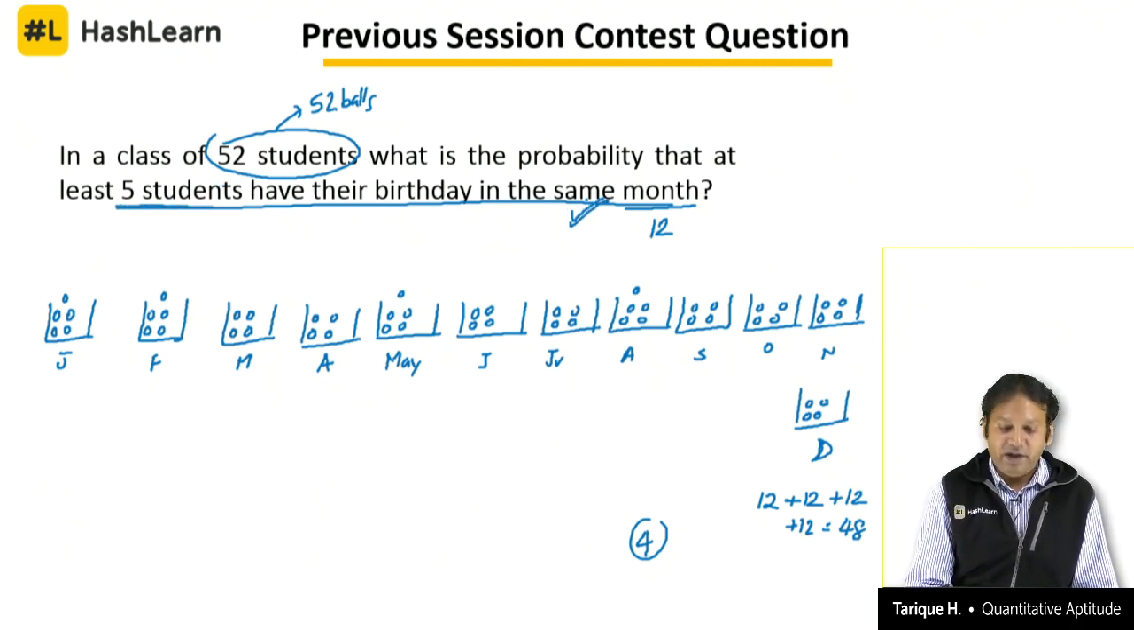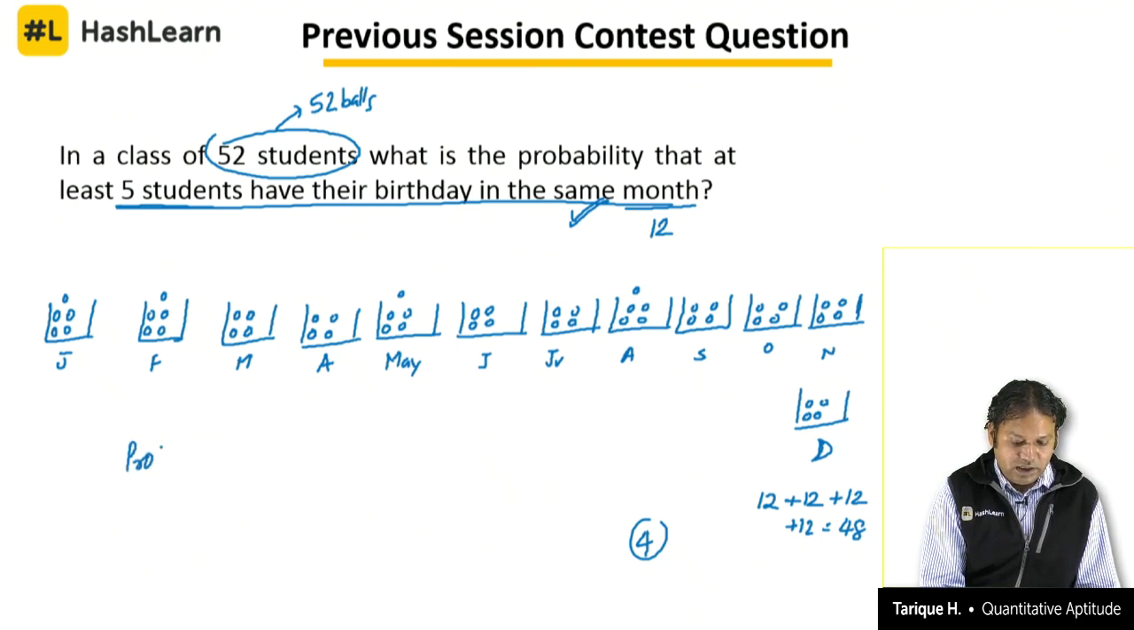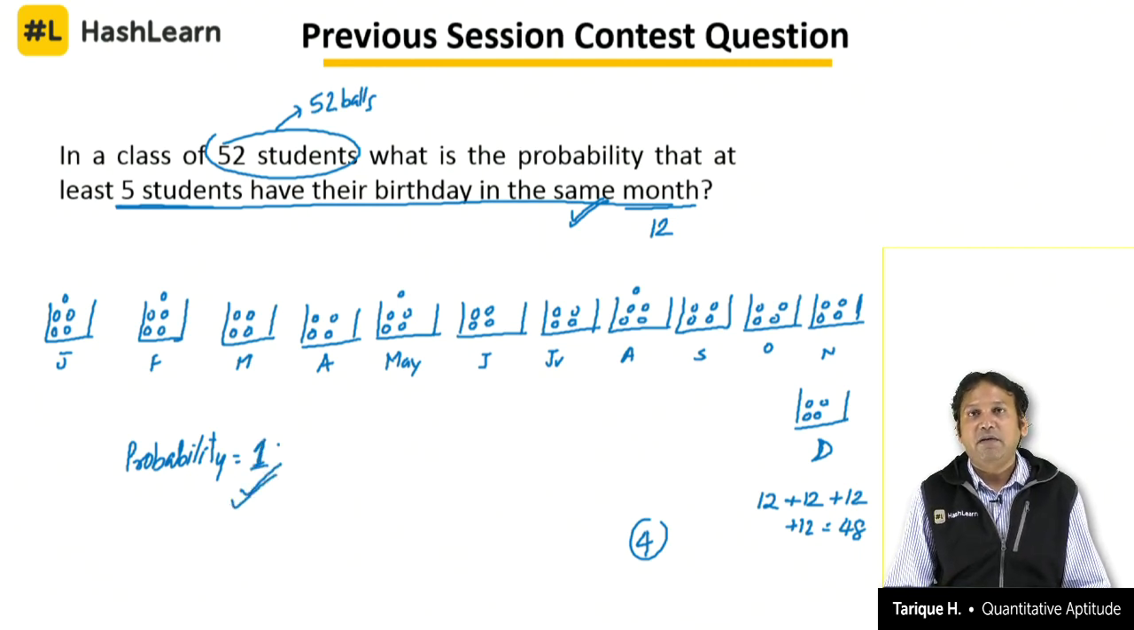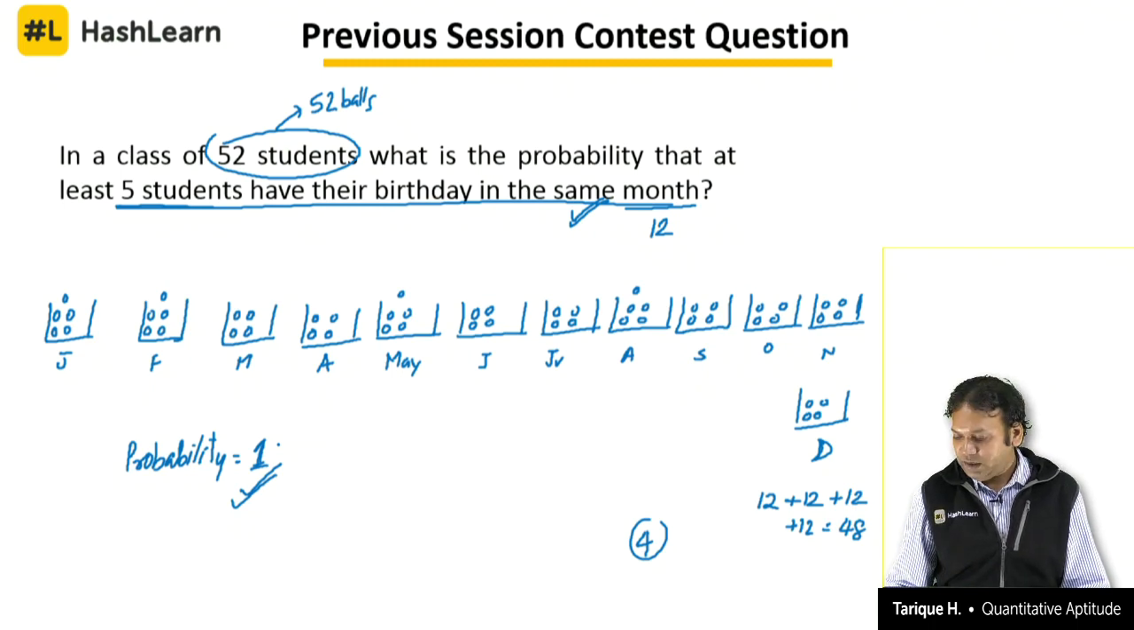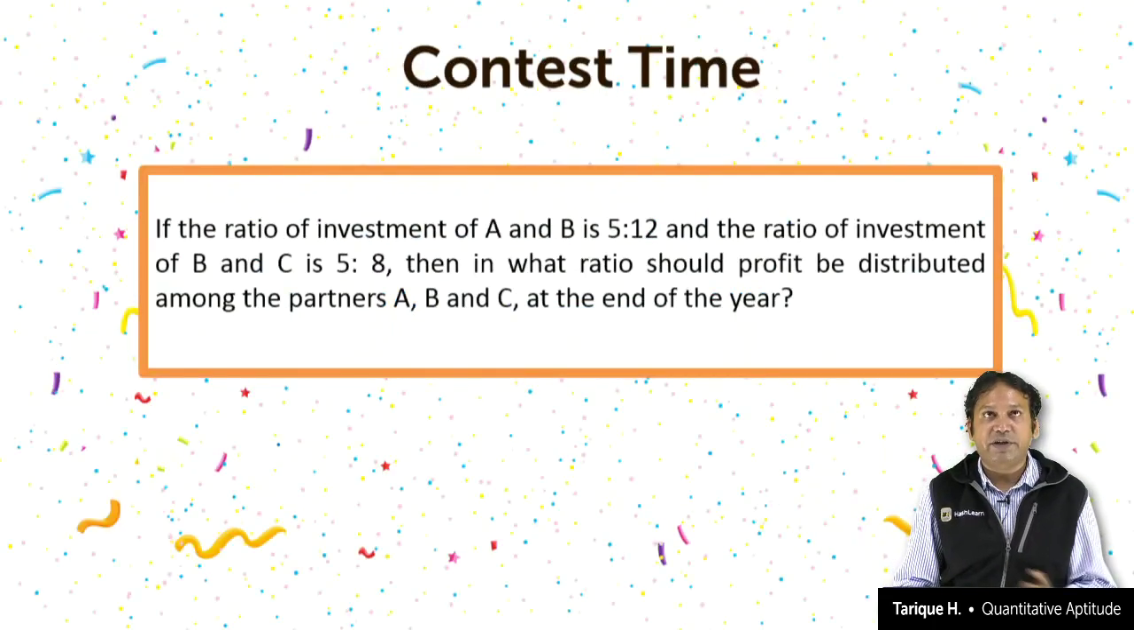This is a sure event. That is why the probability is 1. What is the probability? The probability is equal to 100%. 100% there will be at least 5 students who have their birthday in the same month, no matter what you try. Okay, this is an advanced level understanding of probability, but we have not solved it using any formula, just by observation and aptitude. Clear? Now let's look at the contest question for the day today.